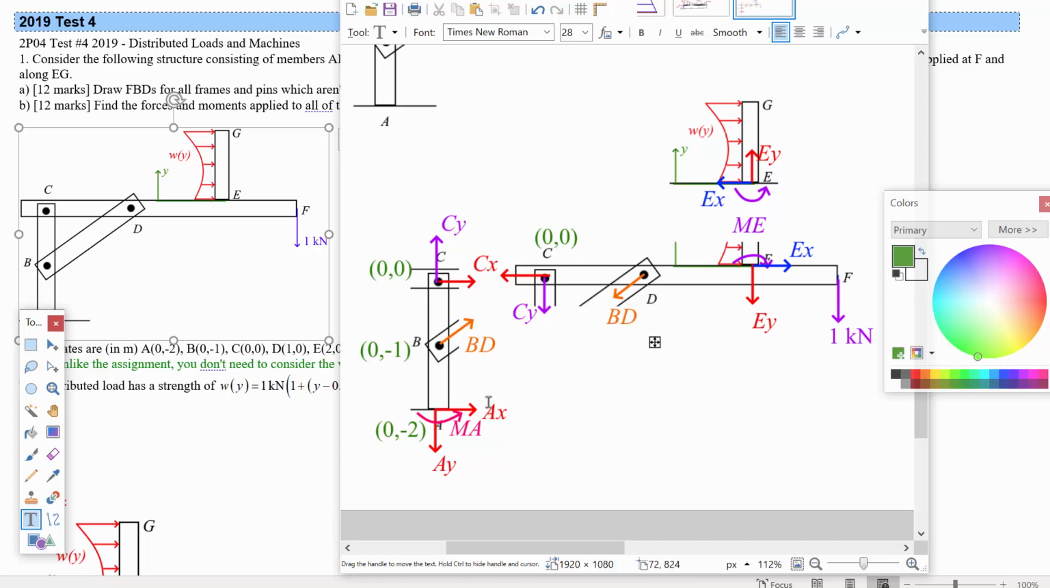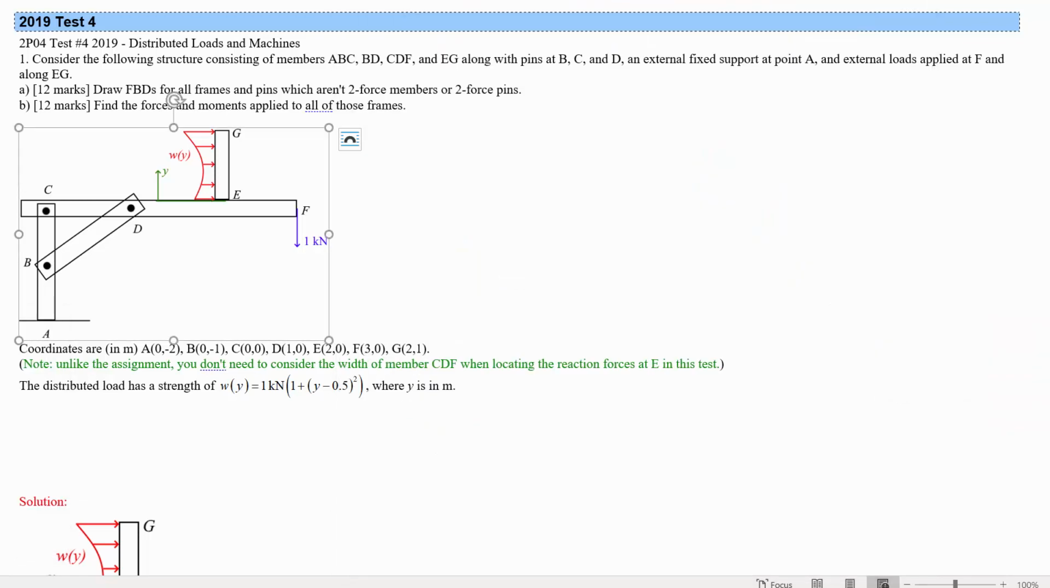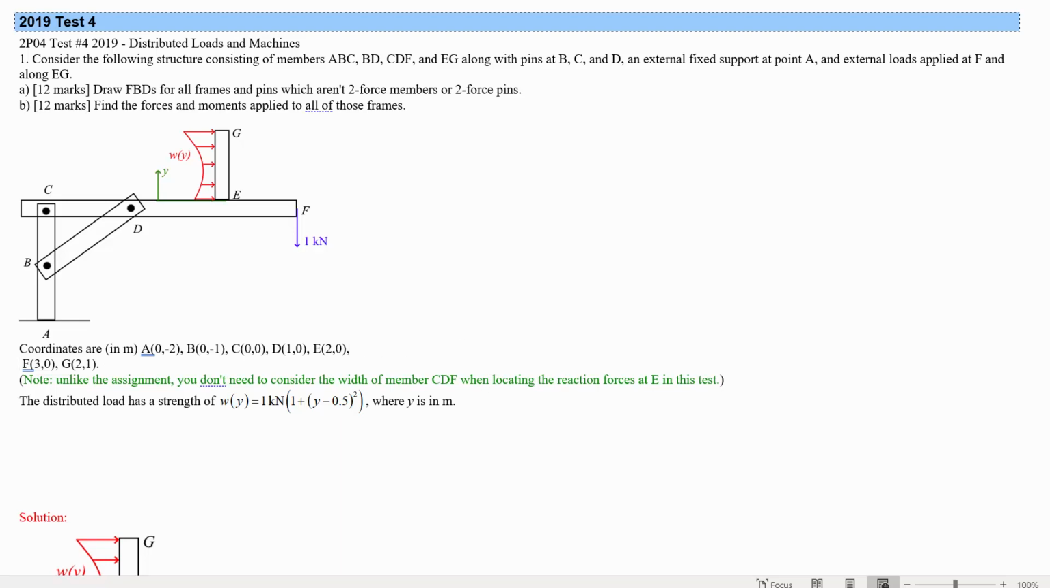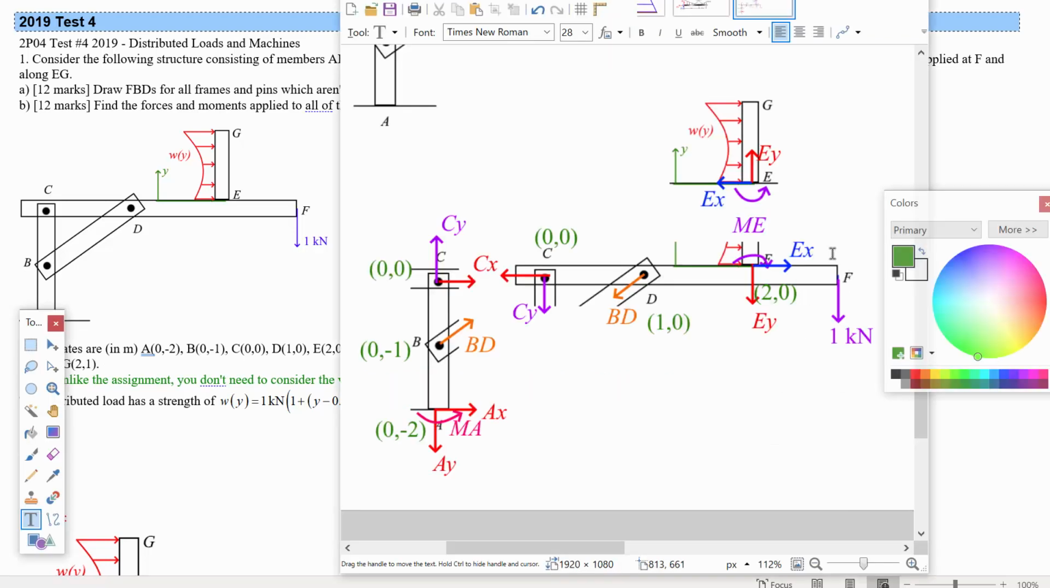Point D is 1, 0. Everything's nice round numbers this time. E is 2, 0. And point F, 3, 0. Let's put this on the next line so we can see it all at the same time. Point F, 3, 0, and point G is 2, 1. Okay, and we'll also put our 2, 0 label there. All of this in meters.